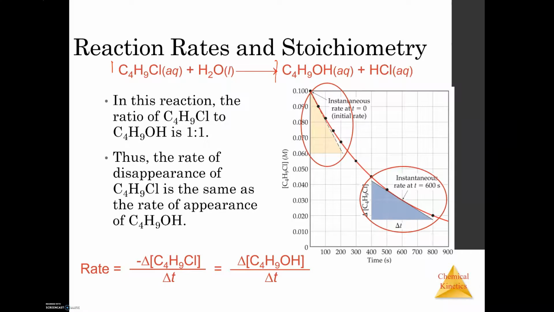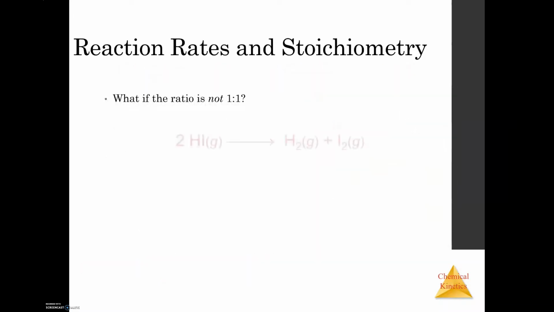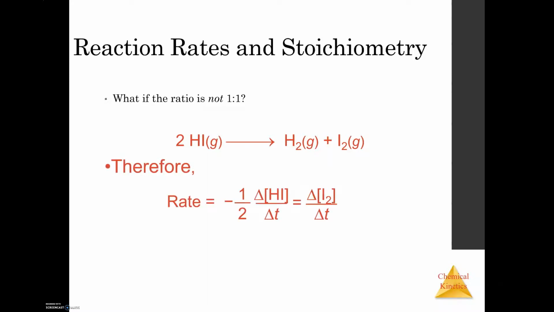So the problem that you see happening here is not the fact, in this case, that they're 1-to-1, but what if they were not 1-to-1? Then we'd have to be dealing with a ratio that we'd have to pay attention to. So what if the ratio is not 1-to-1, like this example here? We have 2 moles of HI on the left, and we have 1 mole of H2, 1 mole of I2. What we would see here is the rate of change would be negative 1/2 times the change in concentration of HI over the change in time.